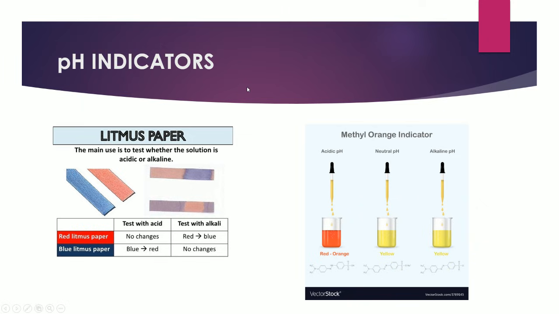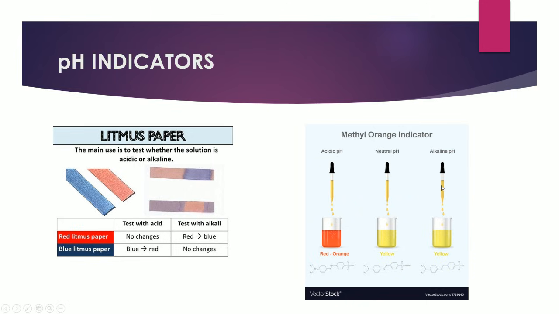If you were to use a red litmus paper, because it comes in two variations, red or blue, and you put it in an acid, there will be no change, it will remain red. If you add it to an alkali, it will change color from red to blue. Oppositely, if you use a blue litmus paper and put it in an acid, it will change color from blue to red. If you put it in an alkali, it will remain blue. So you could say that an acid will turn litmus paper red, and an alkali will turn litmus paper blue.